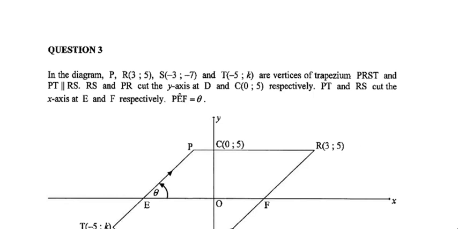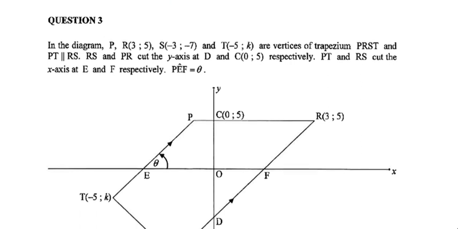Now let us look at a 2019 paper. This is November 2019. Question number 3. So questions 1 and 2 are data handling. Question 3 generally is the analytic geometry question. So let's go to this. In the diagram, so they're going to explain this to you.